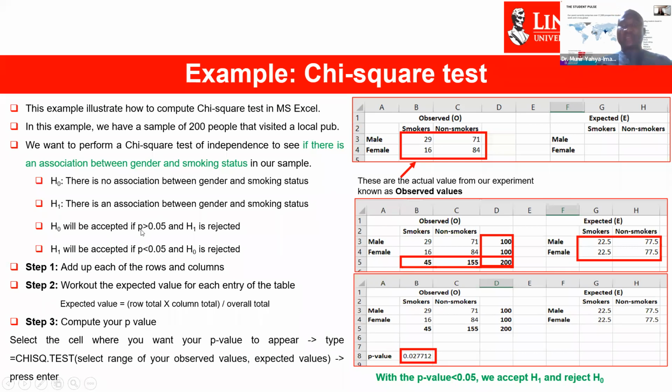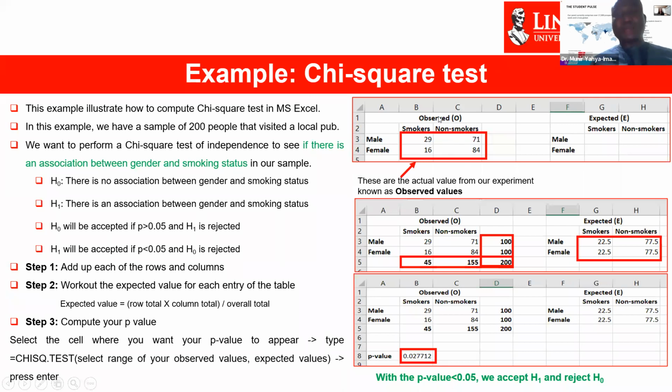So if your p-value is greater than 0.05, the null hypothesis will be accepted and the alternate hypothesis will be rejected. Remember, hypotheses are just claims, meaning that if the null hypothesis is accepted, it means that there is no association between gender and smoking status. That's what it means. But if the alternate hypothesis is accepted and the null hypothesis is rejected, that means that there is an association between gender and smoking status. Okay, so now how do we do this test?